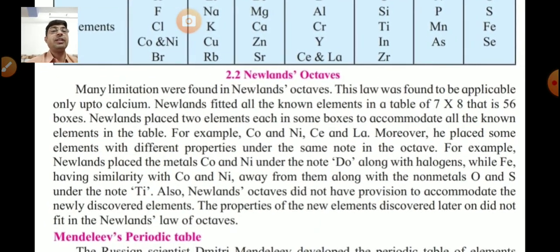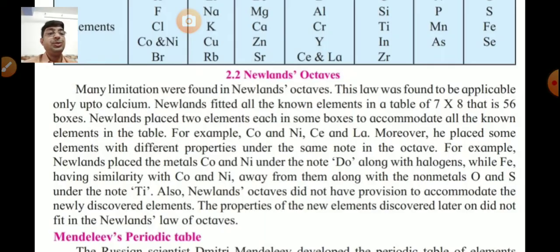Now in the next paragraph, the question is asked, what are the limitations of Newland's octave? So you mark one by one. First one, this law was found to be applicable only up to calcium. This is the first limitation. Second one, Newland fitted all the known elements in the table. 7 multiplied by 8 is equal to 56 boxes. Newland placed 2 elements each in some boxes to accommodate all the known elements in the table. This is the third limitation.